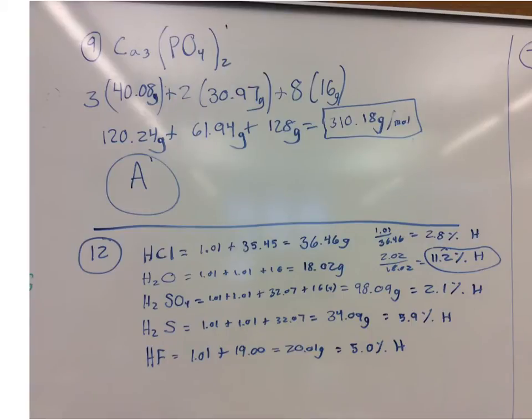For number 12, you have to find the percent of hydrogen in all these compounds and see which one has the highest percent of hydrogen. So you want to find the molar mass of all of these compounds. And so you get 36.46, 18.02, 98.09, 34.09, and 20.01. And then you divide the amount of hydrogen by the total molar mass, and you'll get your percent. And then the one with the highest percent is the answer.